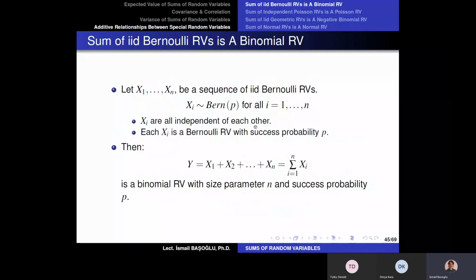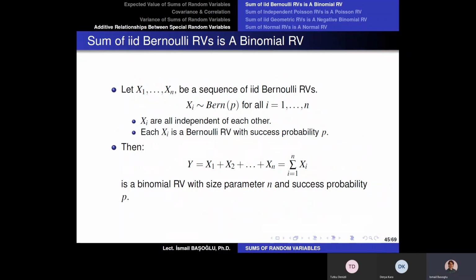So they are independent of each other, and each xi here is a Bernoulli random variable with success probability p. This means they are independent and identically distributed Bernoulli random variables. Basically, each of these xi values is an indication of the success status of an experiment, whether that experiment is successful or failing.